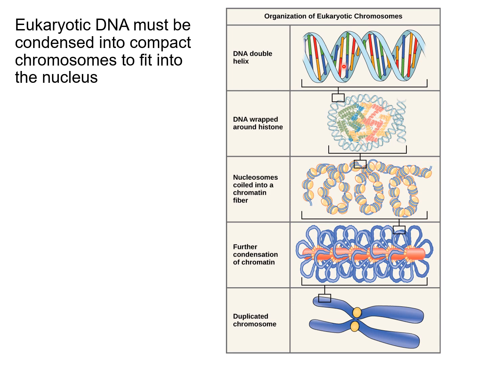Okay? So in order to fit all of this into tiny little compact chromosomes that fit into the nucleus, you'll see you have this double helix, and then that gets wrapped around something called a histone. And then these nucleosomes coil into a chromatin fiber, and there's further condensation of chromatin, and then we have the duplicated chromosome here. So just all of this little amount you can see fitting into each one of these stages.